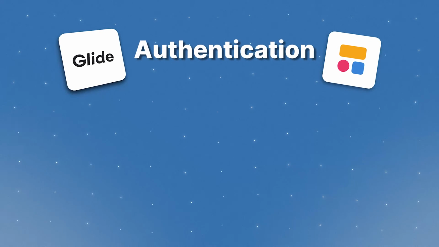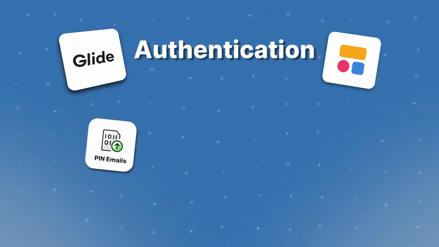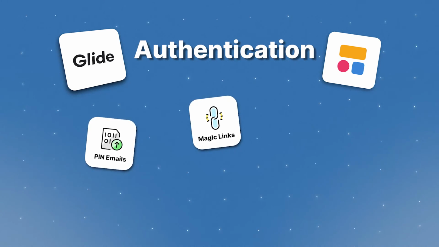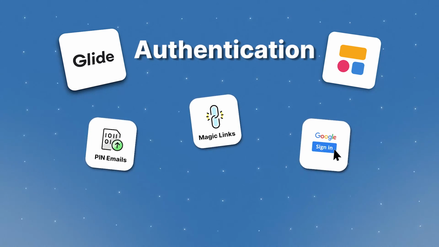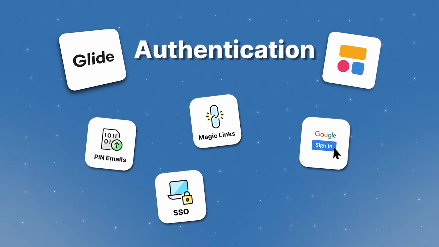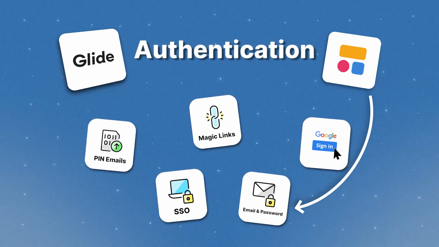When it comes to authentication, both of these applications offer pretty similar functionality. Both have the ability to send PIN codes via email or text. There are magic links that you can click within the context of an email to automatically authenticate you. They offer Google sign-in, and at higher plans, there's also single sign-on. The main distinction is that Softr also offers email and password basic authentication.